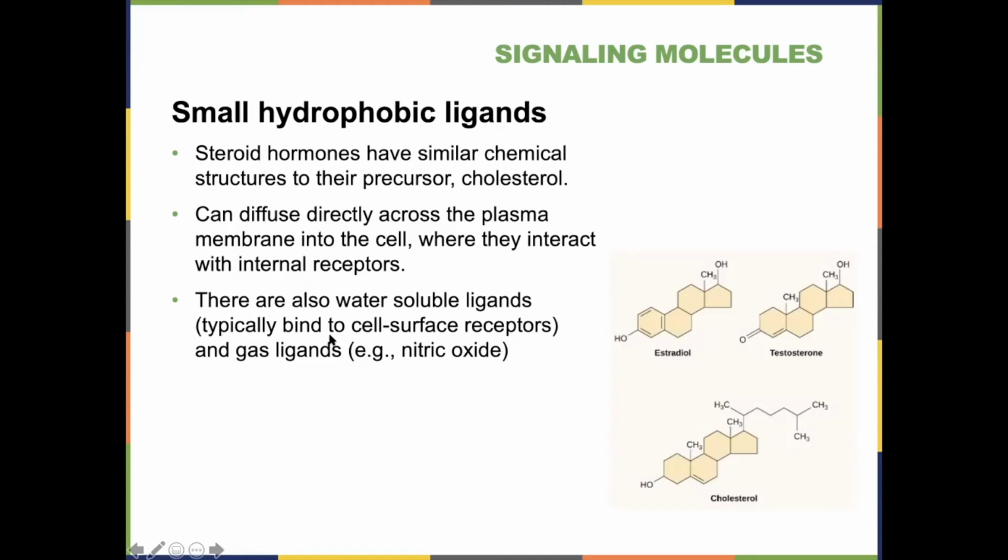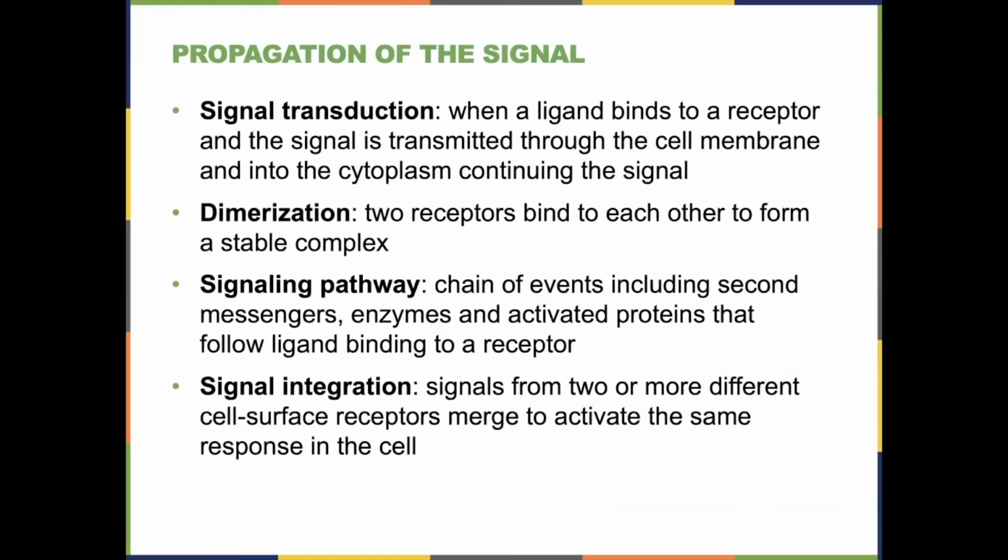Now, in terms of the signaling molecules that bind to the cell surface receptors, it could be a variety of different things. Now, after the signal is received, we have what is known as propagation of the signal. And in order for that to occur, the signal has to be transmitted through the membrane in a process called signal transduction. Some receptors, like the receptor tyrosine kinases, again, dimerize. They form a complex where two of them come together and work together.